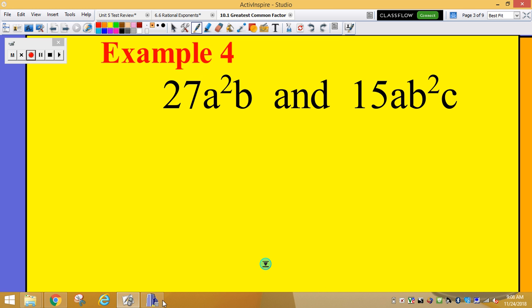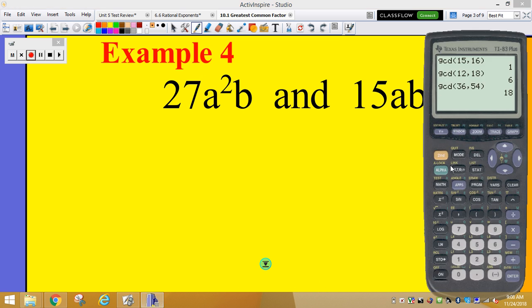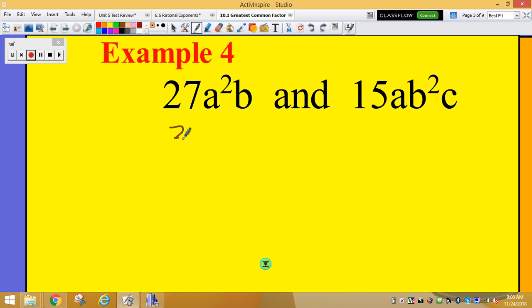Okay, let's do this one. Let's start with our numbers, 27 and 15. Remember, second 0. We're going to go down to our G's. 27 and 15, and my GCF is 3. Do they both have an A? Yes. This one's a 2, this one's a 1, so 1 is my smallest. Do they both have a B? Yes. This one's a 1, that one's a 2, so 1 is my smallest. Do they both have a C? No, so my GCF is 3AB.